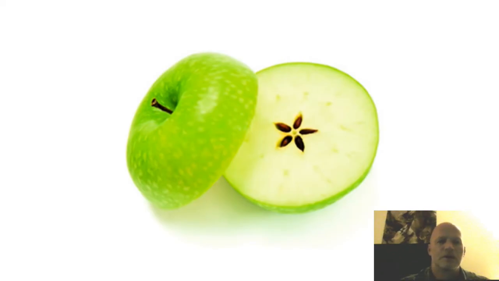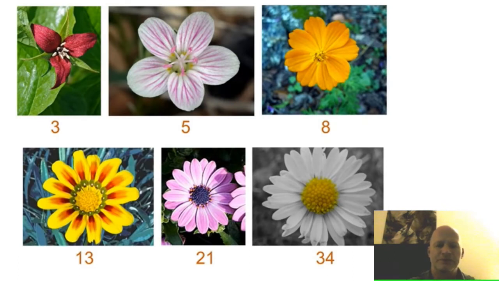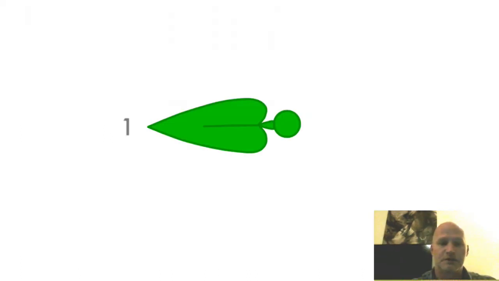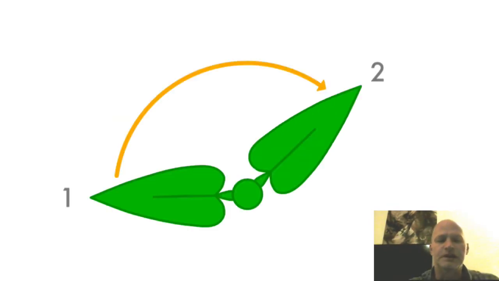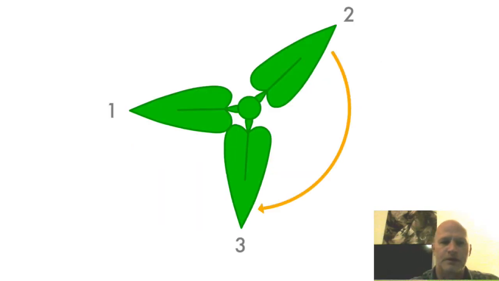Fibonacci numbers are found everywhere in creation. An apple has 5 seeds. The number of petals on flowers are all numbers of the Fibonacci sequence. It will never be different. So here's a leaf sprouting from its stem. The second leaf will sprout at an angle of 137.5 from leaf number 1. The leaf number 3 will sprout at an angle of 137.5 from leaf number 2.